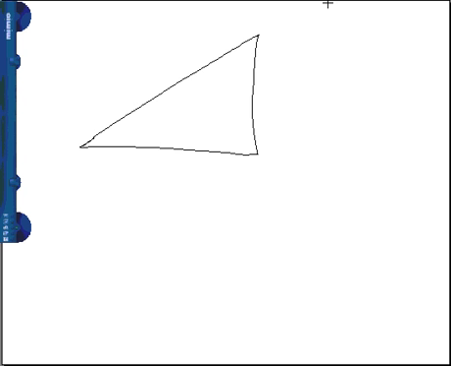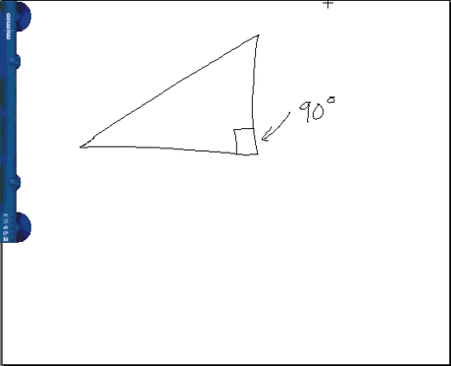The Pythagorean theorem is a lot of fun to work with, but you have to remember that it applies only to right triangles. What's a right triangle? It's one that has a 90-degree angle here. Only right triangles can use the Pythagorean theorem.